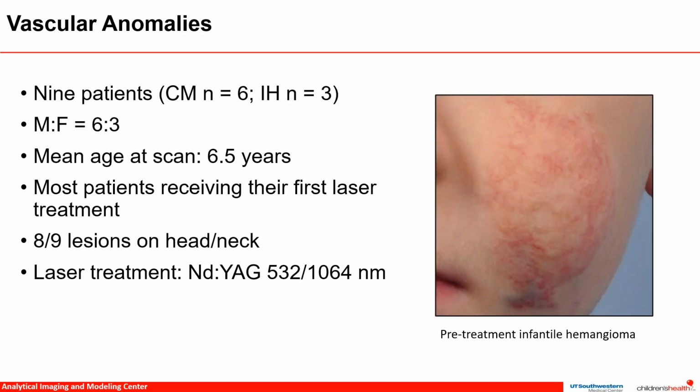Our patient population consisted of 9 total patients, 6 with capillary malformations and 3 with infantile hemangiomas. Most patients were males, and the mean age was 6.5 years at time of Rsom scan. Most patients were receiving their first laser treatment to the area that we were scanning, and most of the lesions were on the head and neck. The laser used in all cases was an ND-YAG at 532 nanometer wavelength.